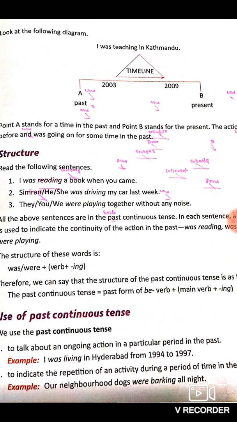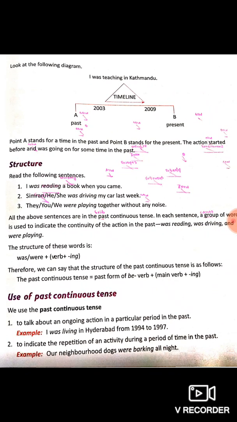Now when do we use the past continuous tense? We use the past continuous tense to talk about an ongoing action in a particular period in the past. To talk about an action that was going on for a particular period in the past. I was living in Hyderabad from 1994 to 1997. So this is an action which continued from 94 to 97. This was a continuous action of me living in Hyderabad for those 3 years.